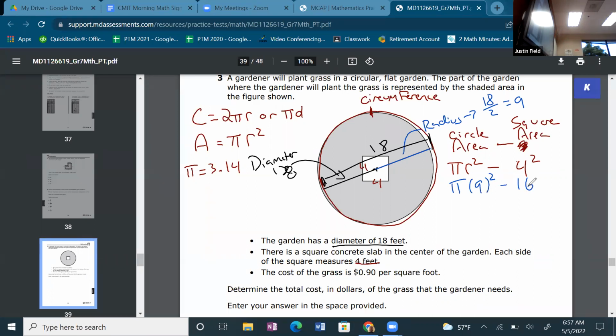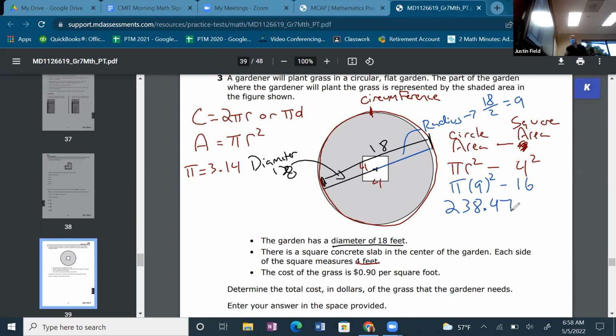Okay, so let's go get the calculator. It's the calculator section, so use your calculator. We're going to do 9 squared times pi minus 16. And we get 238.47.